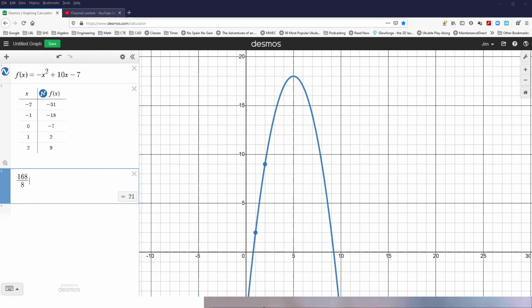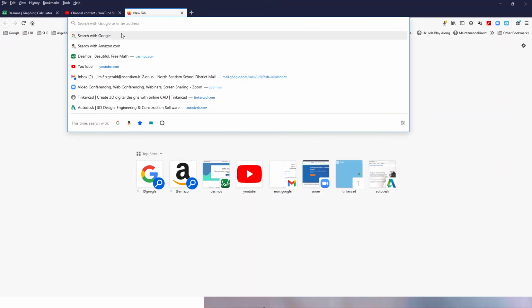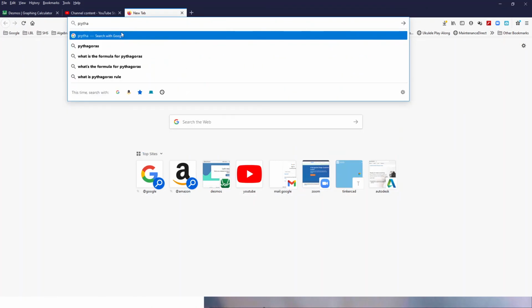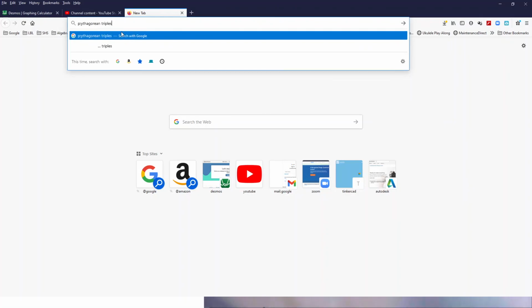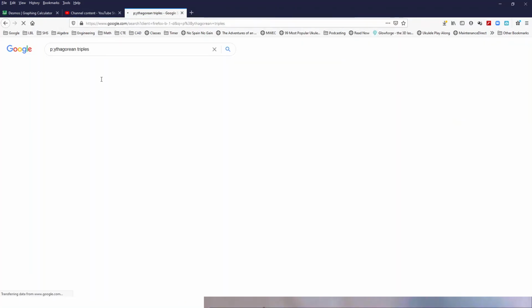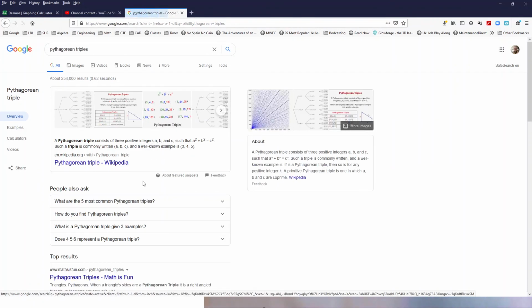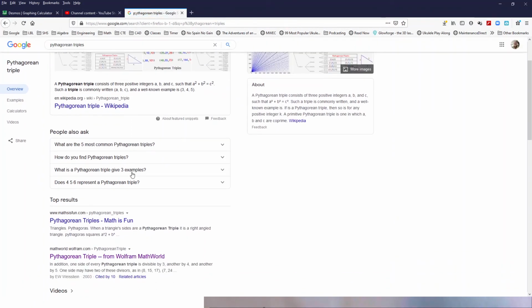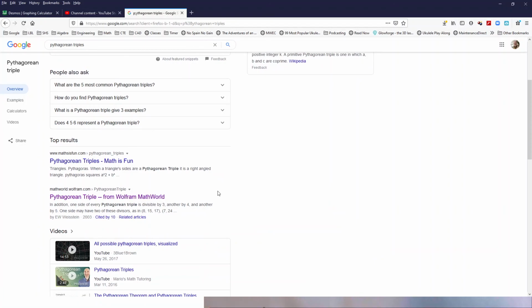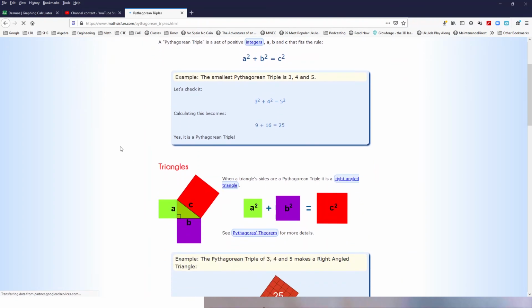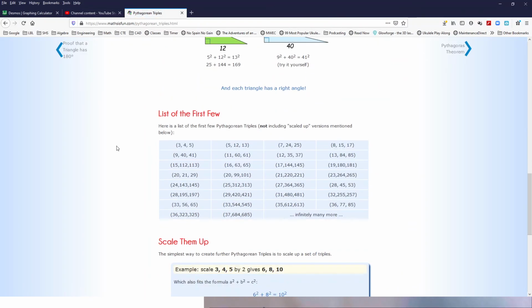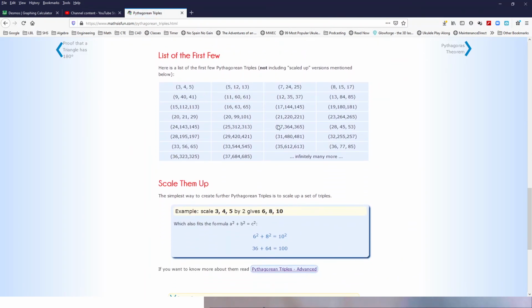And so, if I went out here and Googled and I just looked up Pythagorean triples, and I spelled it right, you would see those. And so you could find a list of those. Here is a website. I like this website, but they actually give you a list. Like, here's the first few Pythagorean triples.